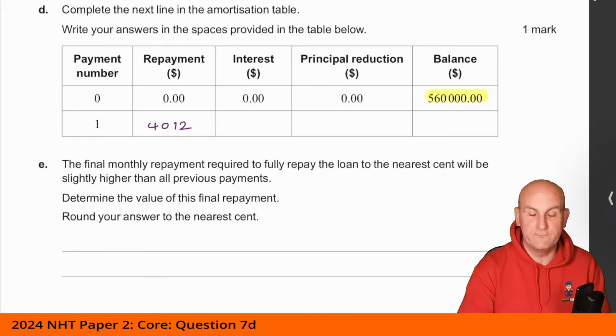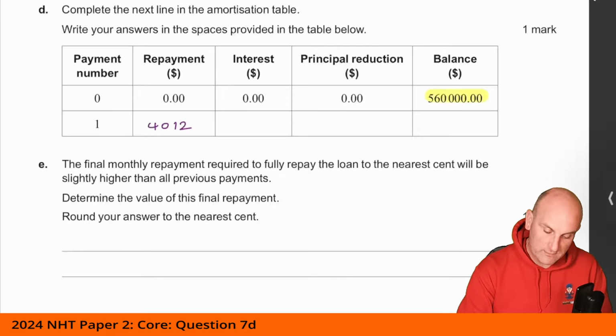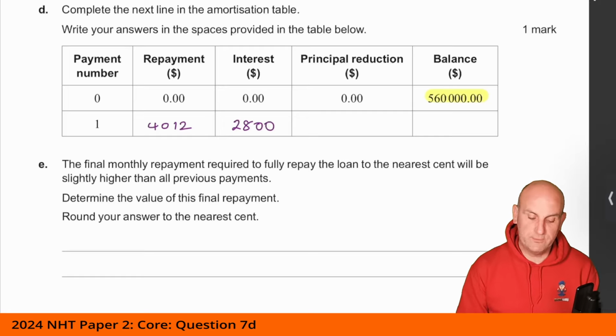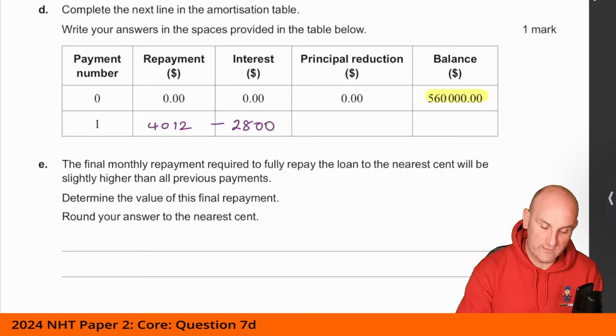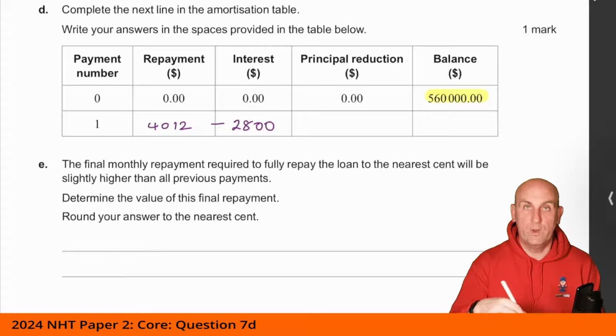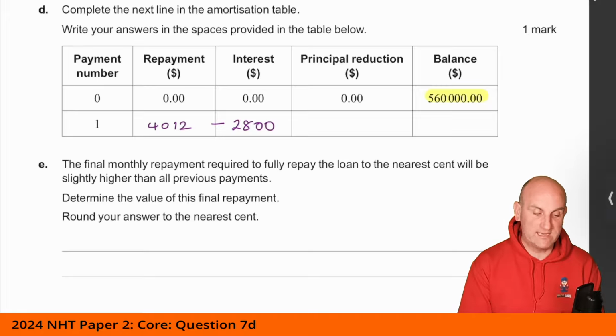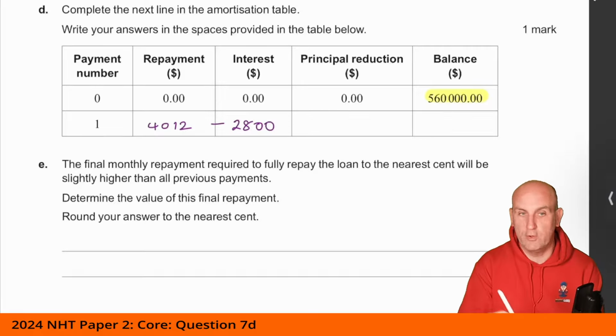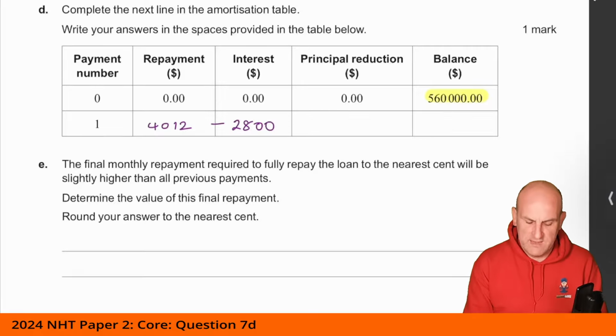And again, for the brevity of this video, I'm going to tell you that when you put that into your calculator, you get 2,800. Our principal reduction is going to be the difference between those two subtracted. And again, when I teach my boys this, I make sure that they put copies in their summary books, because these are the questions that tend to trip people up.